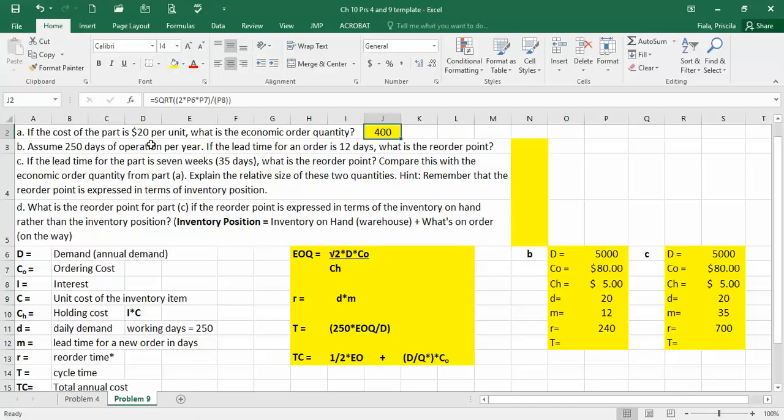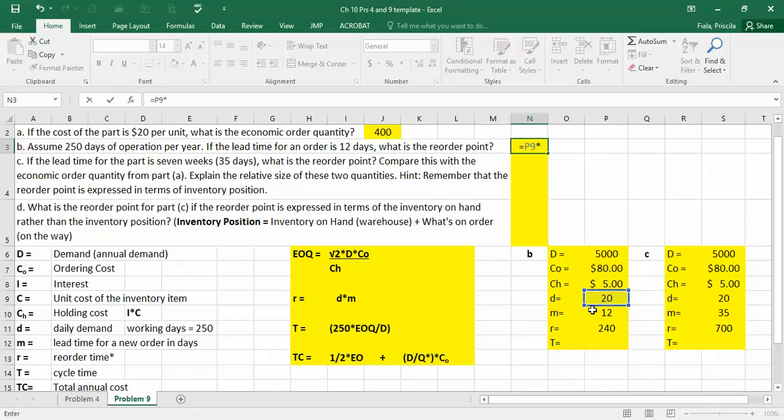Okay. So assume 250 days of operation per year, working days. If the lead time for an order is 12 days, what is the reorder point? We already did it here, so I'm going to do equals my reorder point. Or let me remind you, it's your daily demand times your lead time, which is 12 days, so 240.